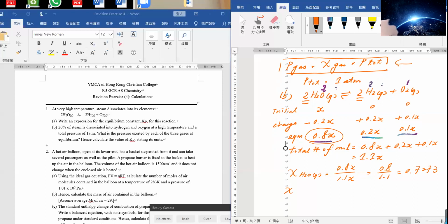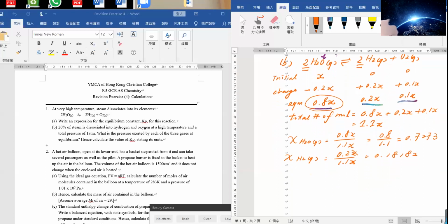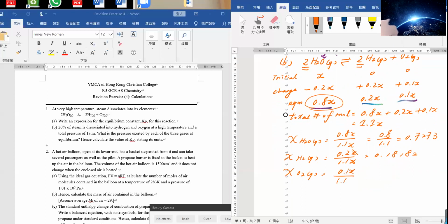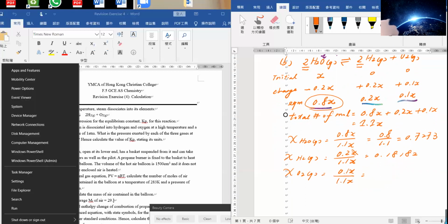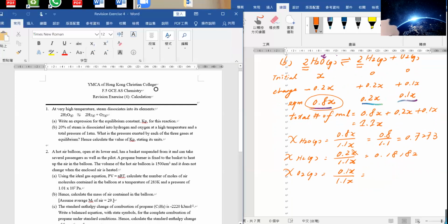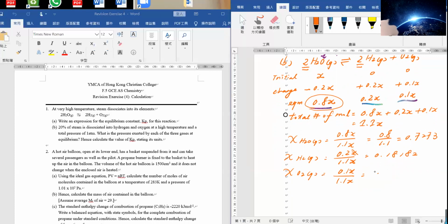Then the mole ratio of hydrogen will be 0.2x over 1.1x, okay? Then same as before, the x can be cancelled, so it will be 0.2 over 1.1. So it will be 0.1818 2, okay? The last one will be oxygen, 0.1x over 1.1x, okay? Then it will be 0.0909.